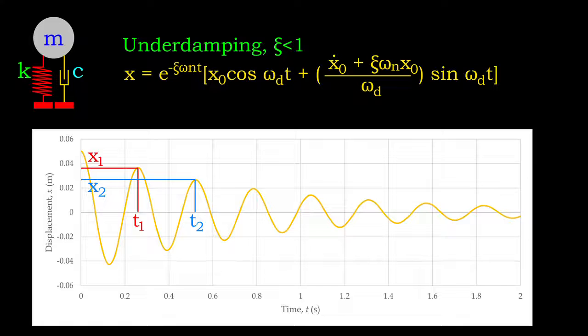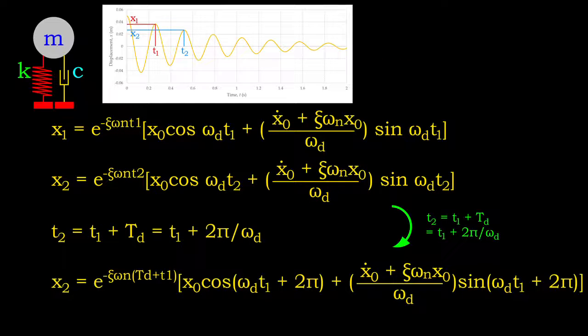The corresponding time is defined as t1 and t2 respectively. The value of x1 is greater than x2, while t2 is 1 period away from t1. By substituting the time and displacement of interest into the solution for x, we produce two expressions.